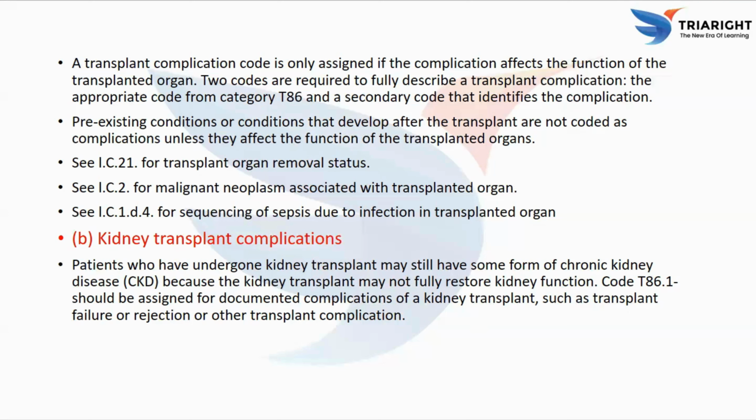So CKD after kidney transplant. CKD alone does not mean transplant complication. So taking an example, there is no complication: kidney transplant patient with CKD stage 3. So you have to assign the code for CKD stage 3 as well as the kidney transplant status. Whereas in the next example, there will be a complication: kidney transplant failure with CKD stage 5. So in this case, you have to assign the kidney transplant failure code T86.12 as well as CKD stage 5 from N18.5 category codes.